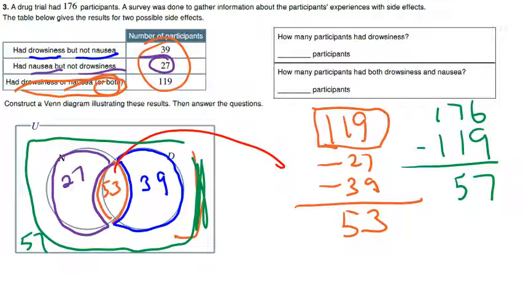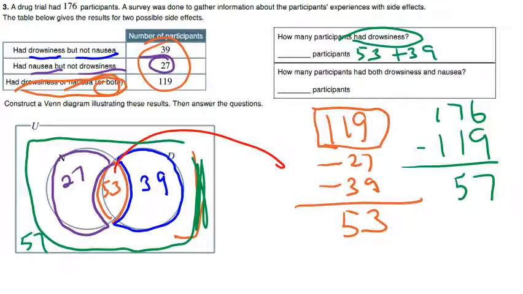Once again, each region is distinct. A person, an element belongs in one and only one region. So if we know there's a total of 176 people and we've counted up already 119, 57 are missing, and again we know where they belong because there's only one place available. So how many participants had drowsiness? Well, if you had drowsiness, you're in the drowsiness circle, right? So you'd be adding 53 plus 39. I'll let you do the math.